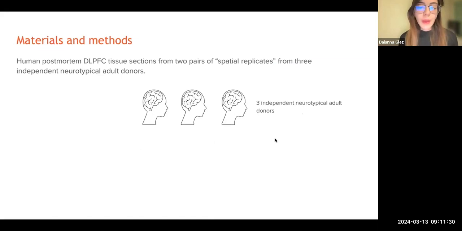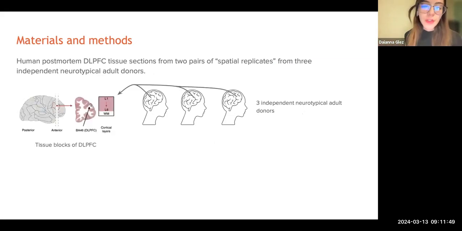Okay, now moving to experimental design. It took three independent neurotypical adult donors. We can think of them as controls. They were not presenting any disorder, or exposed to a substance or whatever. They took tissue blocks of the VLPFC from the brain of each donor. These tissue blocks spanned the six layers, 1 to 6, and also expanded to the white matter.